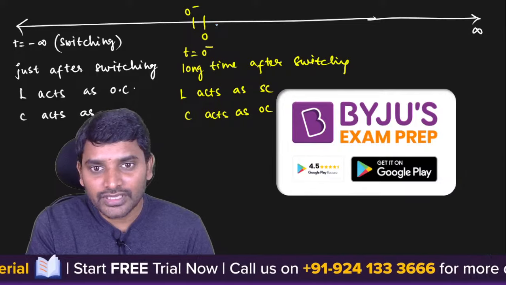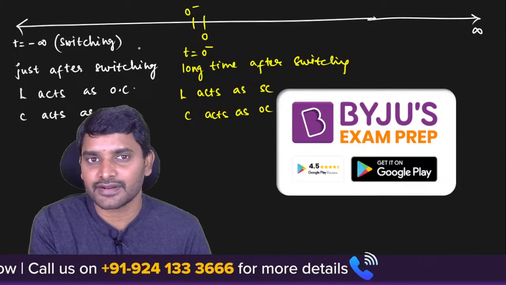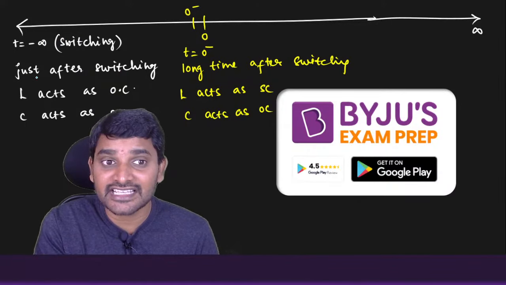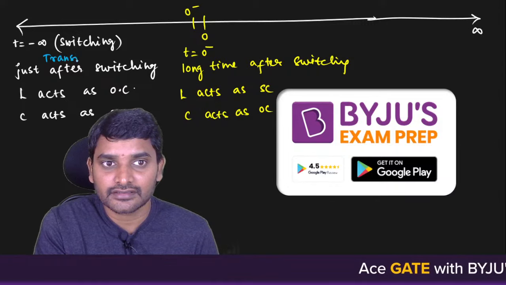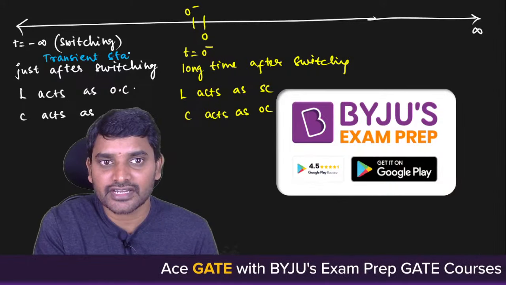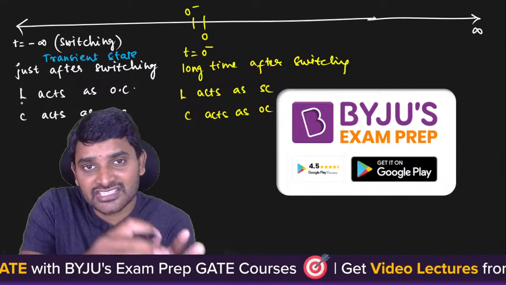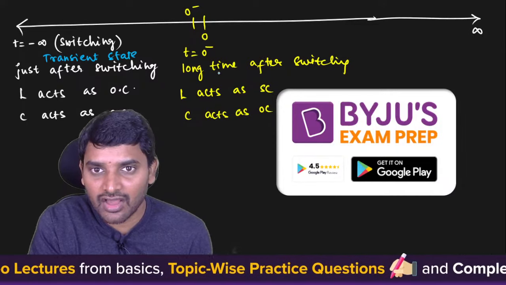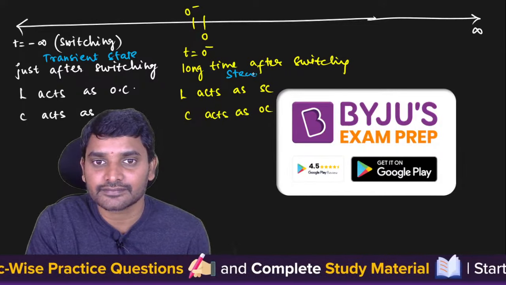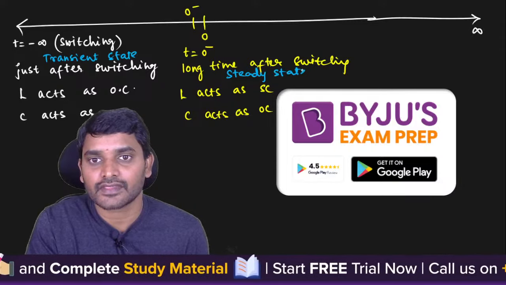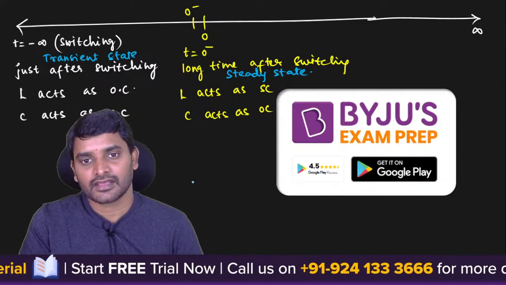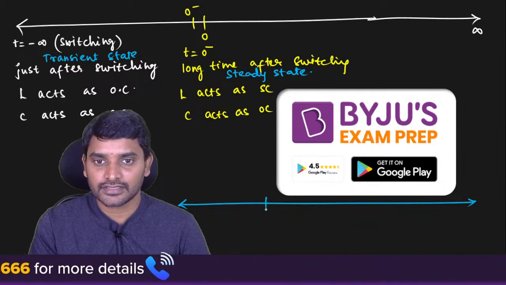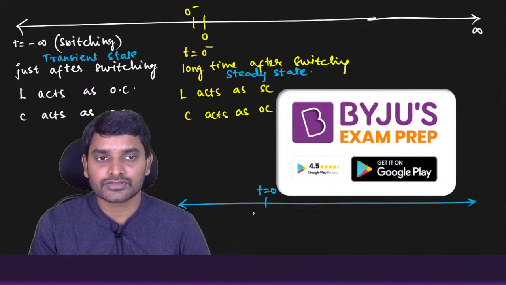Now, let me draw here. This is from minus infinity to 0 minus. The instant just after switching is called the transient state. Why? The inductor is changing its state from open circuit to short circuit. And here, 0 minus instant, long time after switching, is the steady state instant.